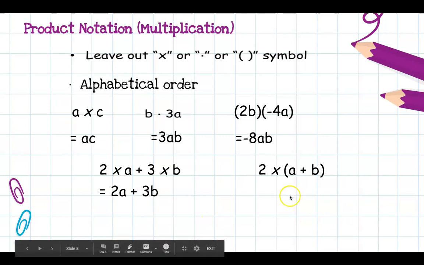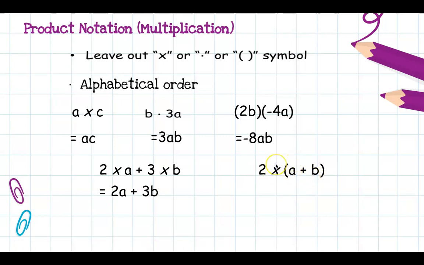Okay, another example is when you see an expression that has a multiplication symbol and then you have brackets. When you see this, at this time, later on we will do something else, but at this time what we do is we remove the multiplication symbol x, and so we just write 2 followed by the opening bracket a, then plus b inside the pair of brackets, and then close it again.